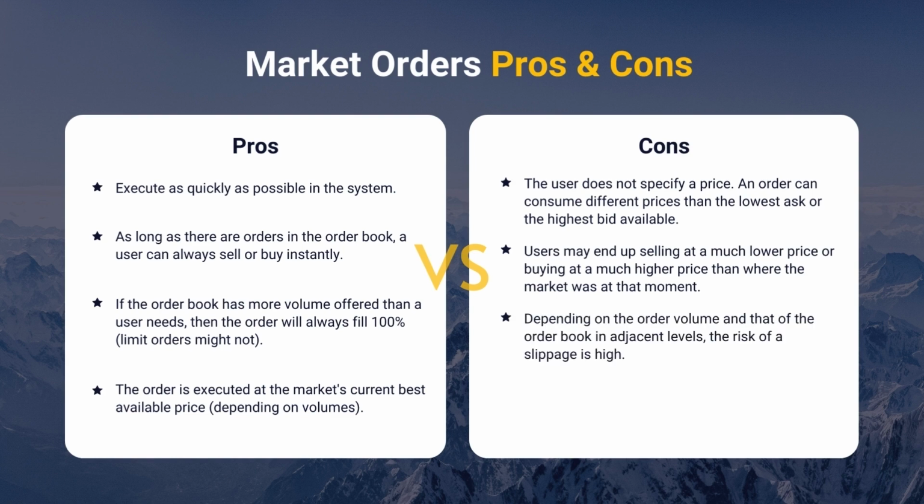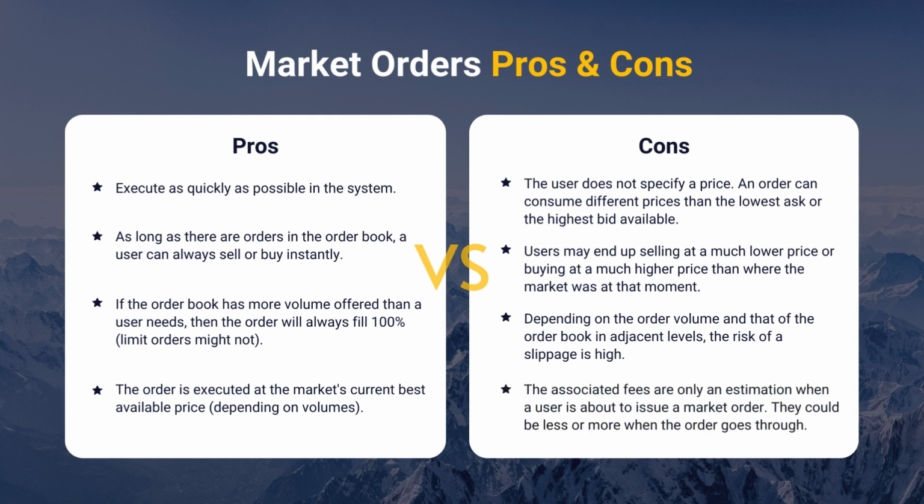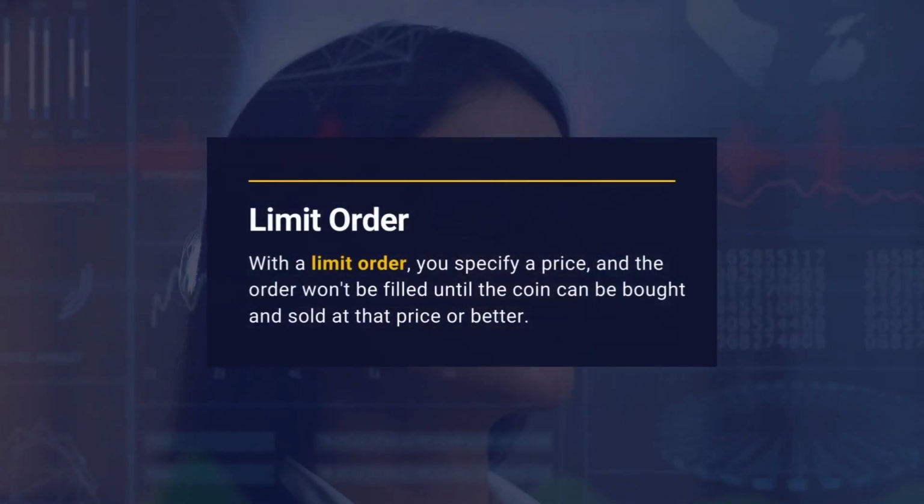Depending on the order volume and that of the order book in adjacent levels, the risk of slippage is high. Slippage is defined as drastic movement of price to a specific direction, creating huge spreads in the bid and ask price and chart outliers. The associated fees are only an estimation when a user is about to issue a market order. They could be more or less when the order goes through.